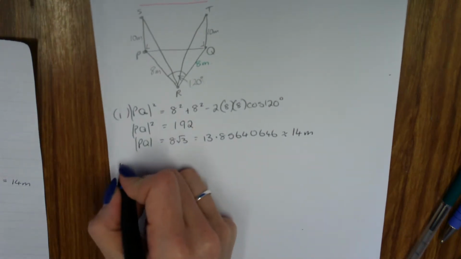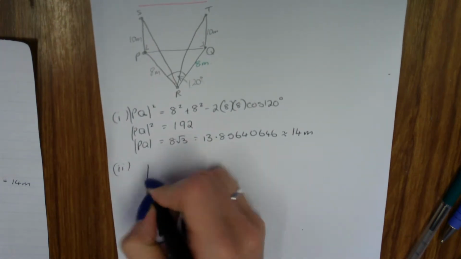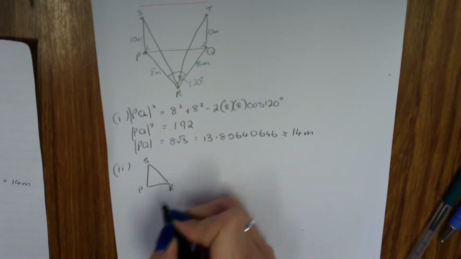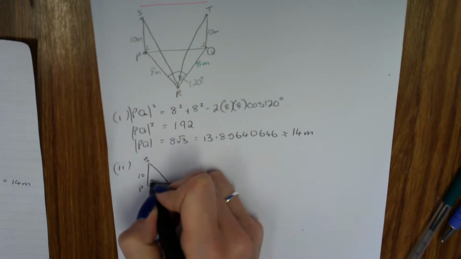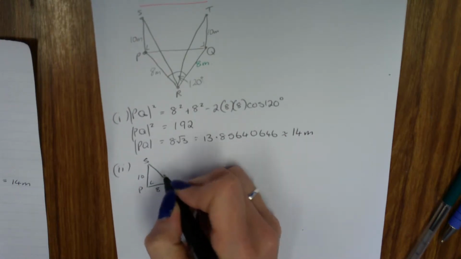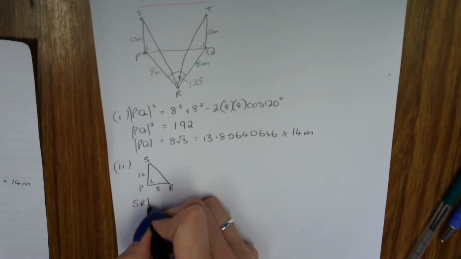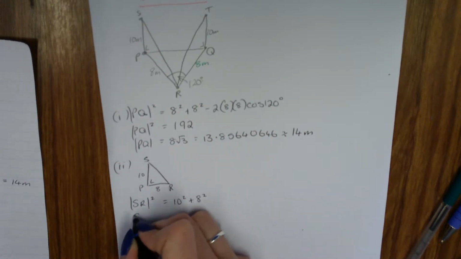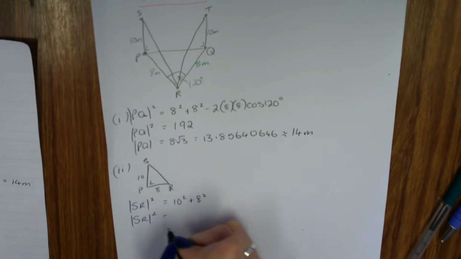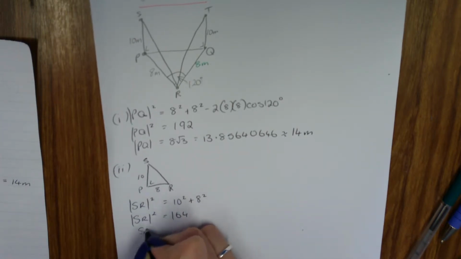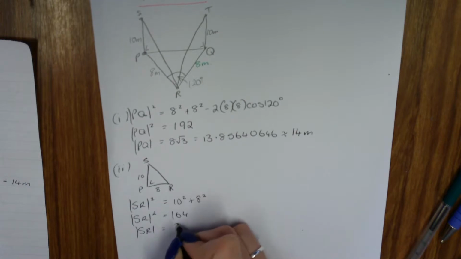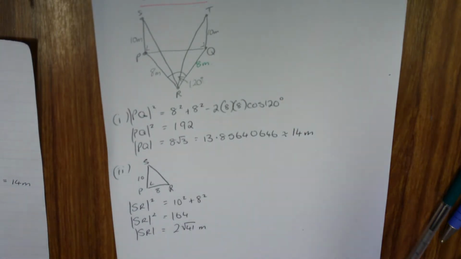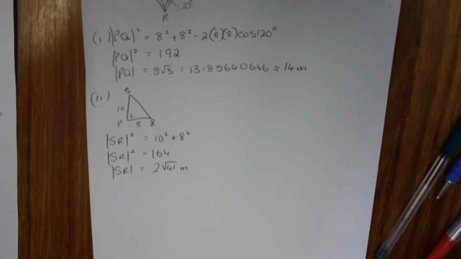So taking that fact, part 2, just to sketch it out, we have SPR and we fill in the information that we have. So we're just working out the hypotenuse. So we just use Pythagoras' theorem. So SR squared equals 10 squared plus 8 squared. So SR squared is 164. So the length of SR is 2 root 41 meters. And they ask for it in surd form, so there's absolutely no need to change that at all.